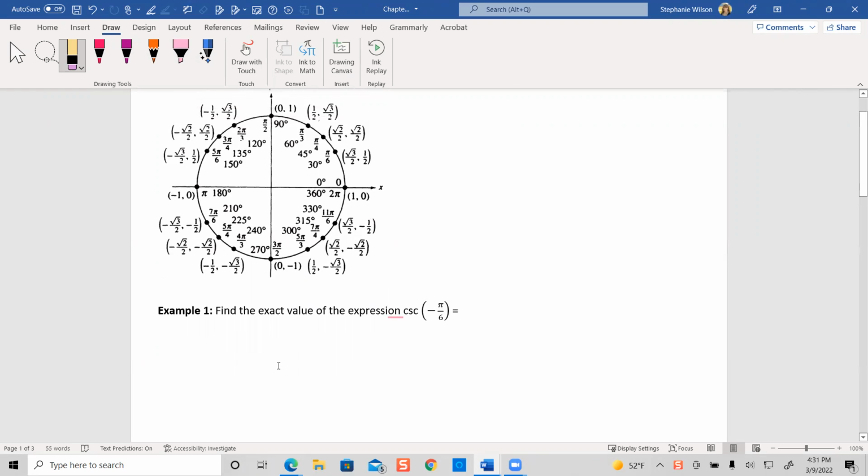So to find the exact value of the given expression, we're going to use the unit circle to identify the sine. Why did I say sine? Well, let's just talk for a second. Sine of some angle is equal to y, because sine is the y value, and cosine of some angle is equal to x, because cosine is the x value.